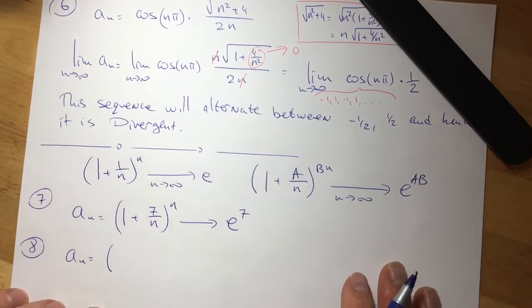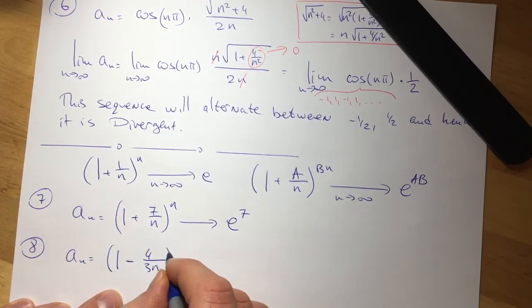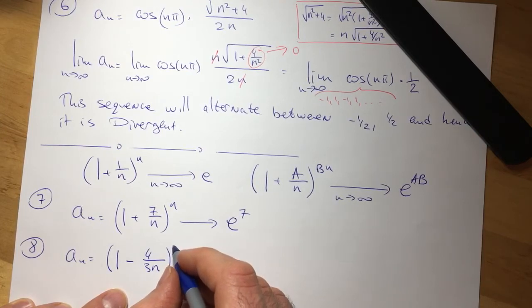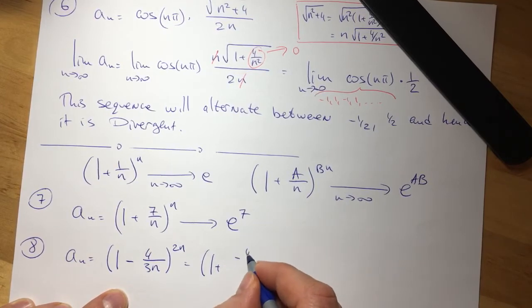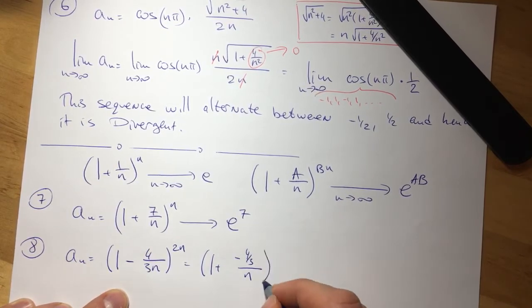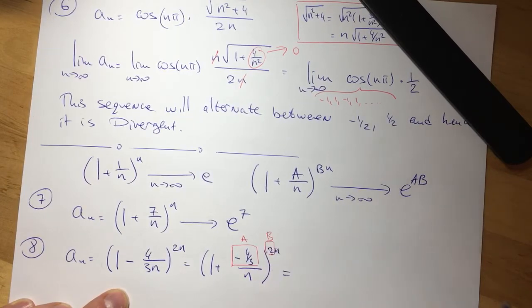Now also get ready to adjust this to play with the sign, so (1 - 4/(3n))^(2n), I don't know, 2n, okay? This is equal to (1 + (-4/3)/n)^(2n). So now this here is my a, and b is 2. This is going to be equal to e to the power of negative 4/3 times 2, which is e to the power of negative 8/3.